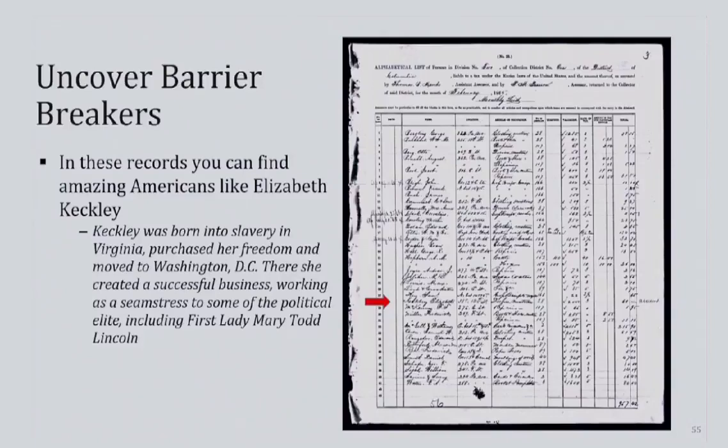In these records, you can uncover amazing Americans like Elizabeth Keckley. Keckley was born into slavery in Virginia, purchased her freedom, and moved to Washington, D.C. There she created a successful business working as a seamstress with some of the political elite, including First Lady Mary Todd Lincoln. Here she is in the February 1865 list, taxed on her business, worth an impressive $2,000. Next slide, please.